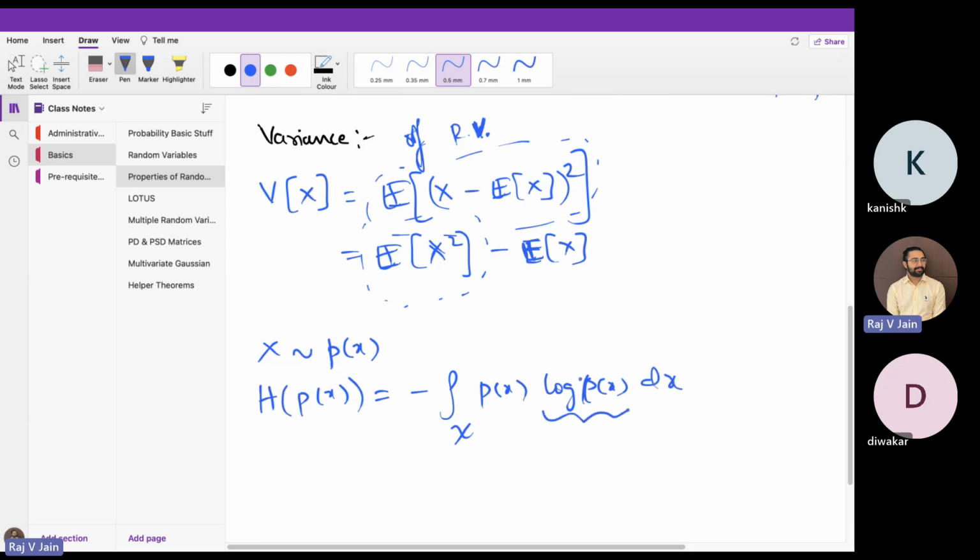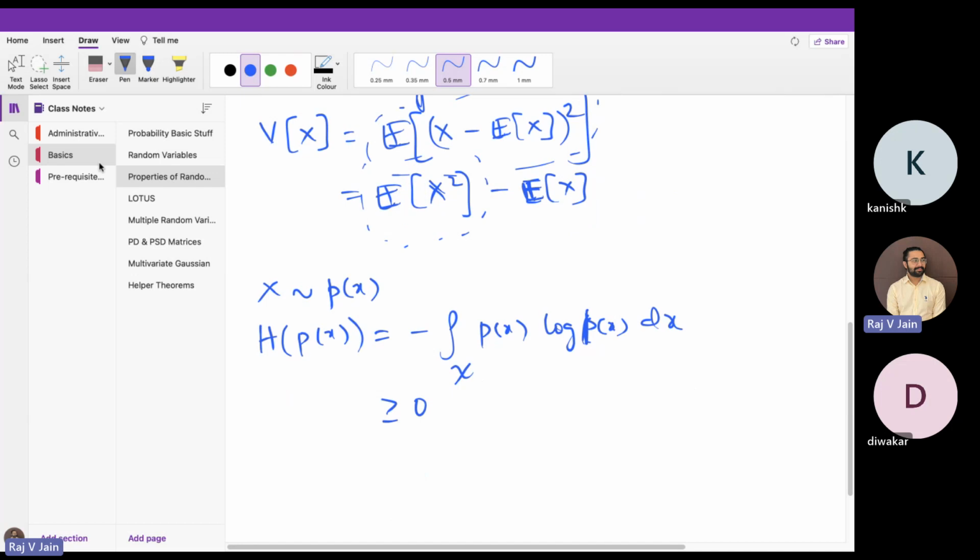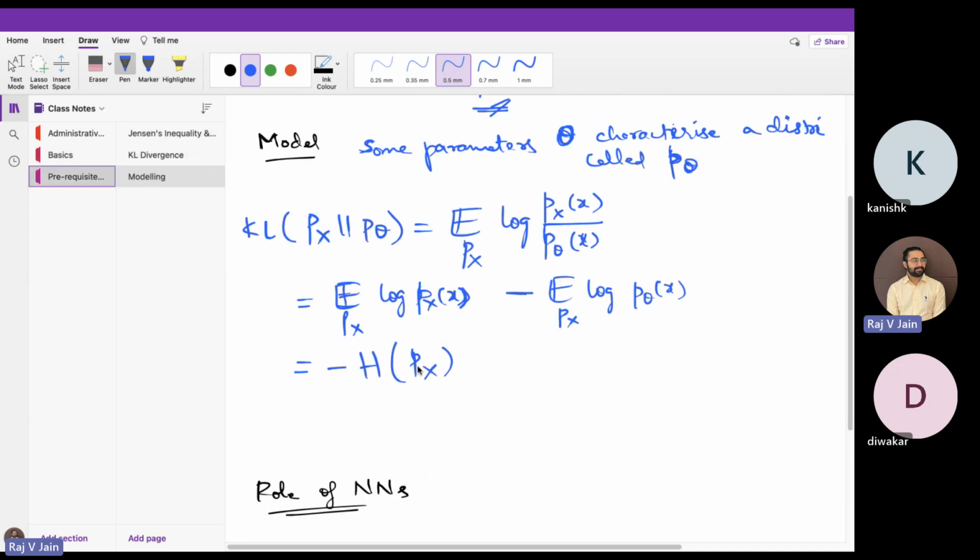So this quantity as such will turn out to be a positive number, right? So entropy is always greater than or equal to 0. Okay, so this is called entropy. Now here again, it doesn't matter much, but just know that this is there. And then we have the expectation of p of x log p theta of x, right?